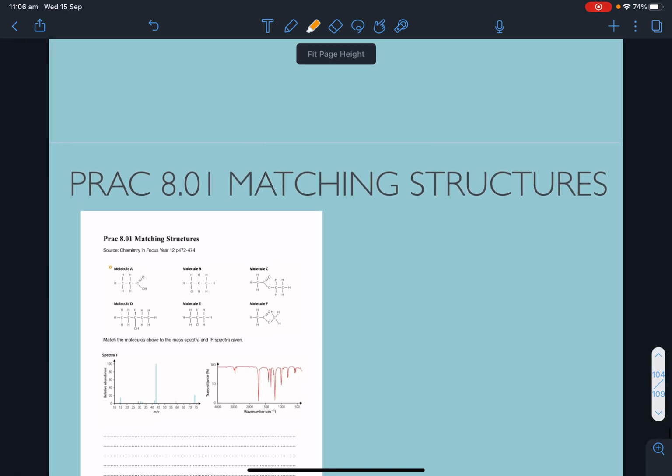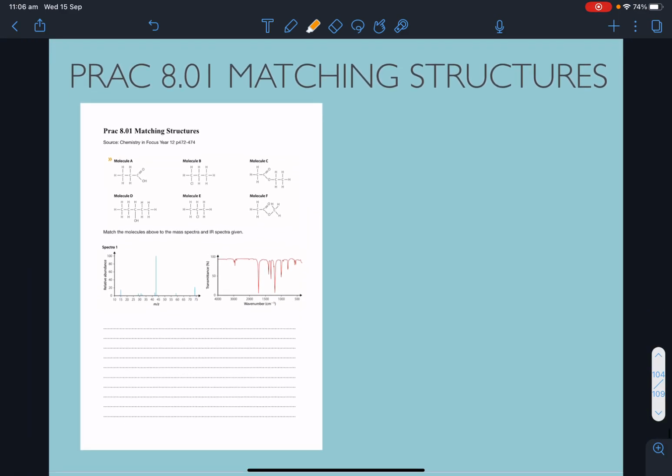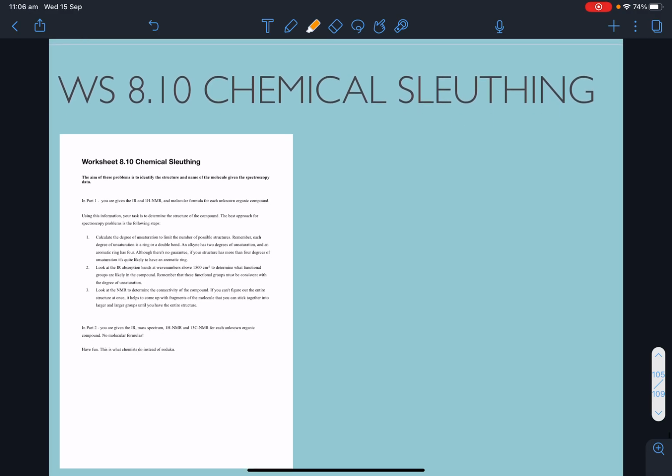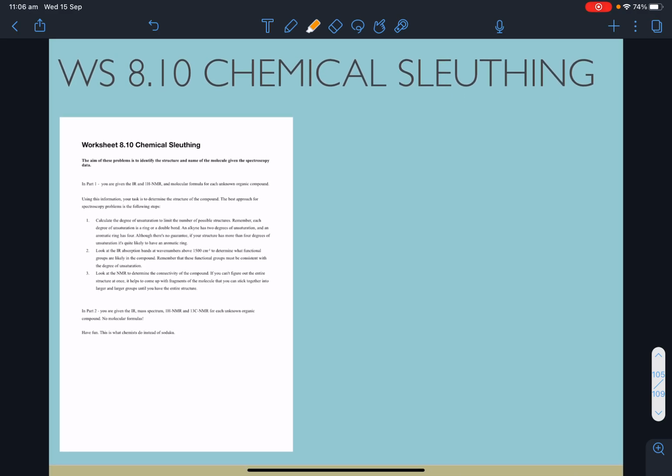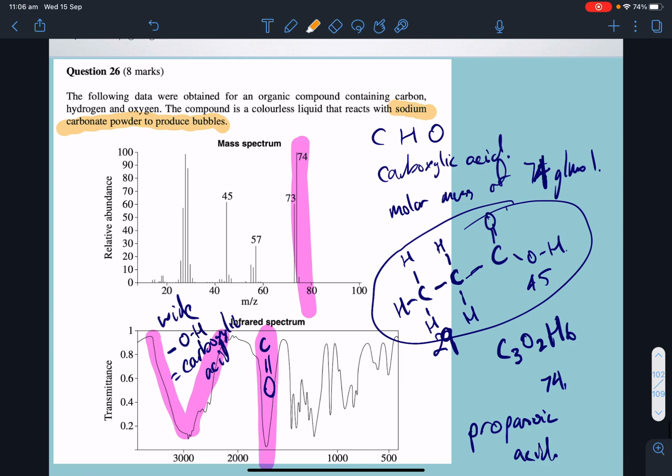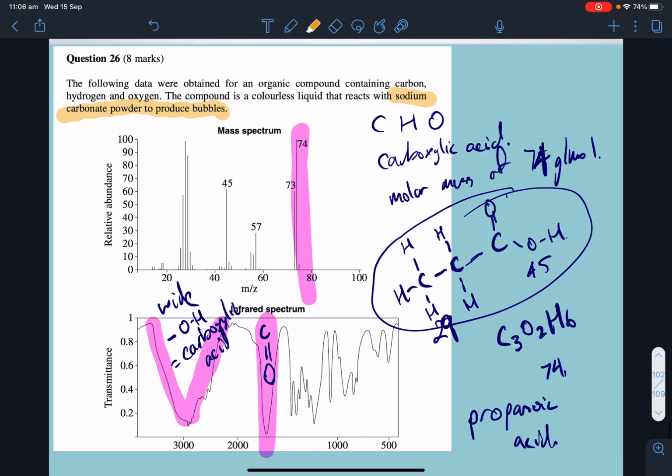So, 2 activities. I've got this practical matching structures, and I've got some chemical sleuthing, which is kind of like this one, but with a formula, and then I take the formula away. Have fun with those. Hopefully this video helped you out though.